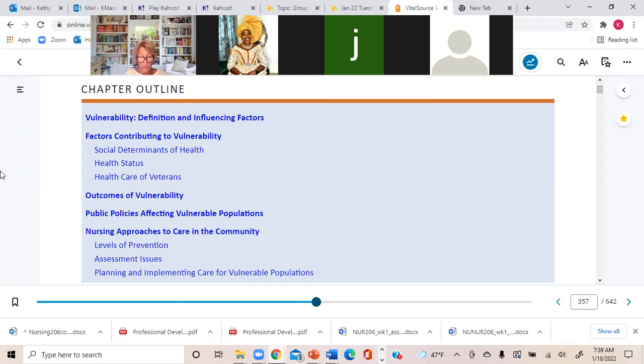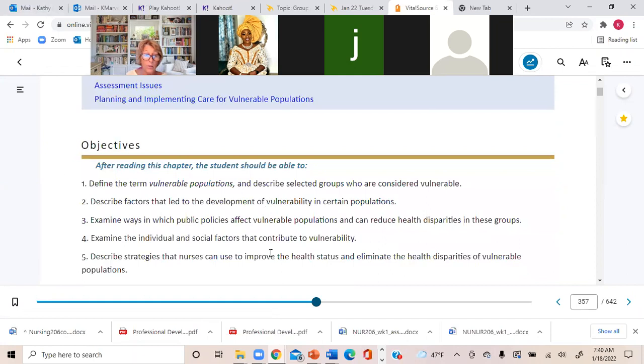So your objectives: go back and look at your objectives. Define who the vulnerable populations are, and what led to the development of vulnerability. You can read through the objectives, but you should be able to articulate them. Okay, so let's go through the chapter. Chapter 21's PowerPoint is an excellent PowerPoint, so make a note to go through it. We'll do that in a minute, but this is a big chapter. Here are all your objectives.